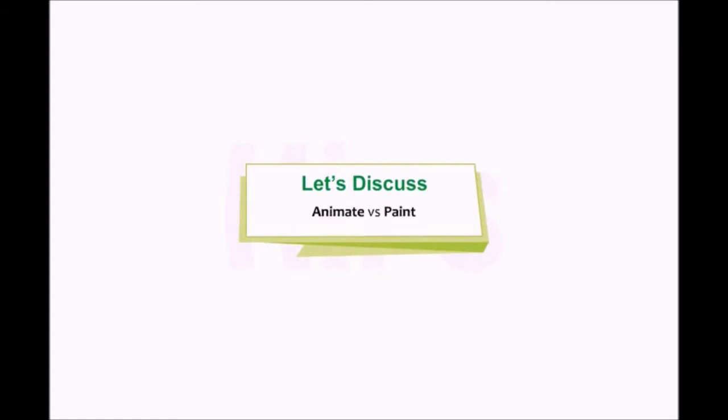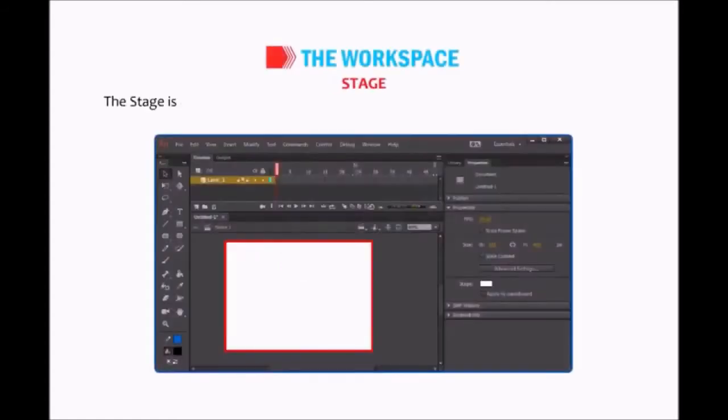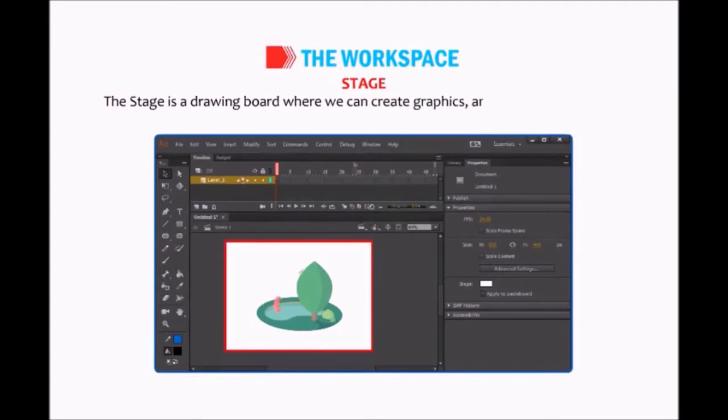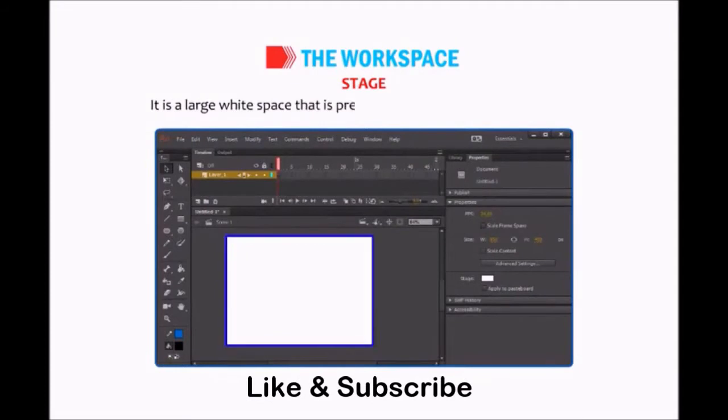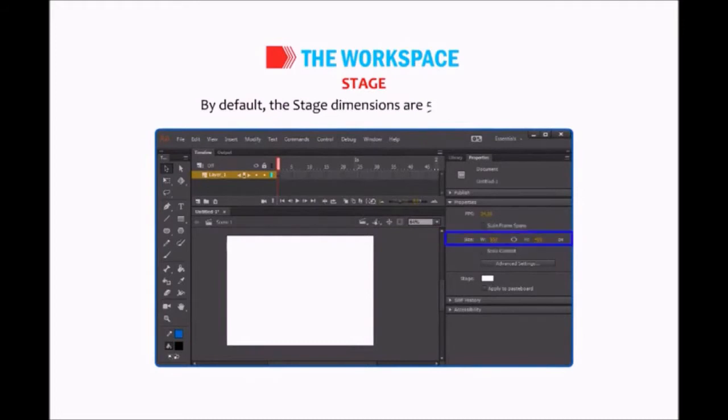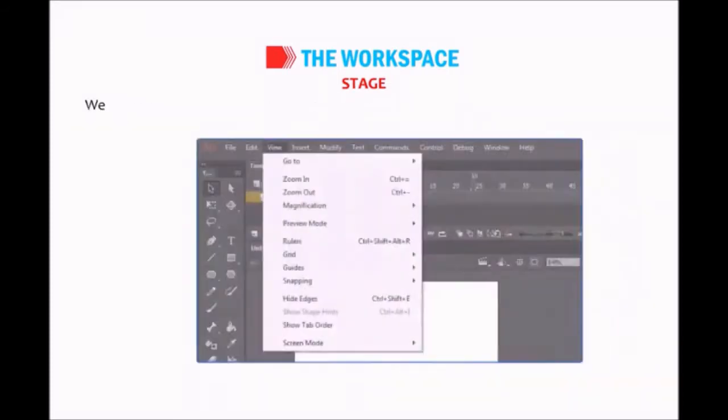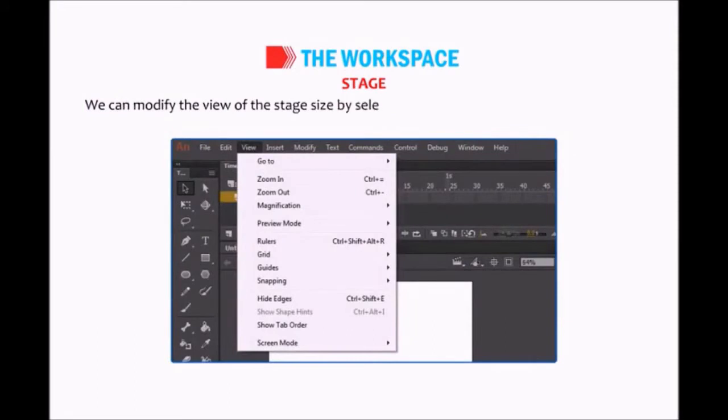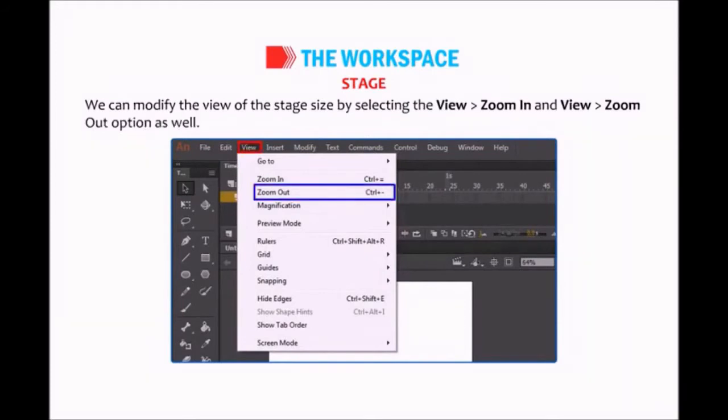Animate versus Paint. Stage. The stage is a drawing board where we can create graphics, animation, and can make modifications too. It is a large white space that is present at the center of the workspace. By default, the stage dimensions are 550 into 400 pixels. The gray area surrounding the stage is called the work area. This area can contain graphic elements which can be moved to the stage as and when required. We can modify the view of the stage size by selecting the View, then going to Zoom In and View, then Zoom Out options as well.